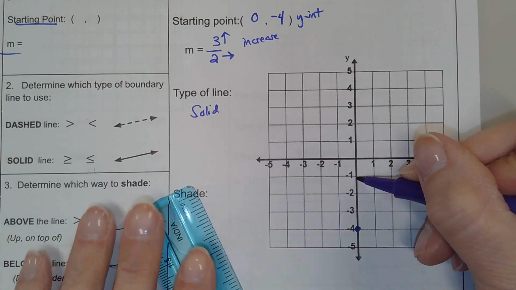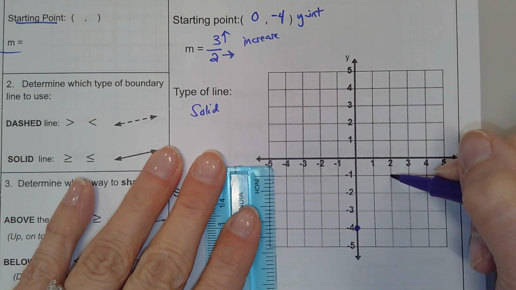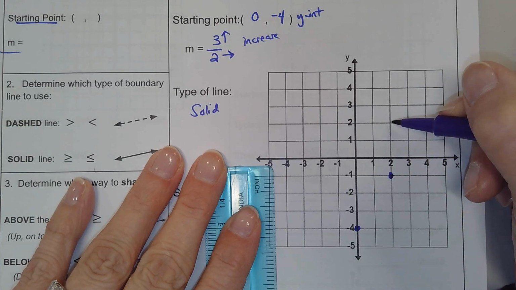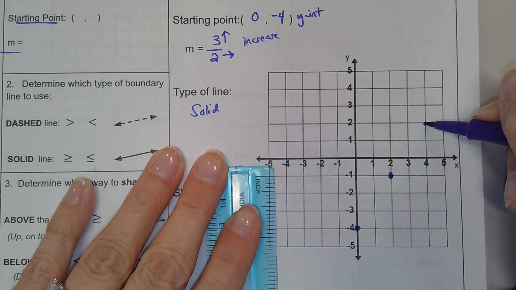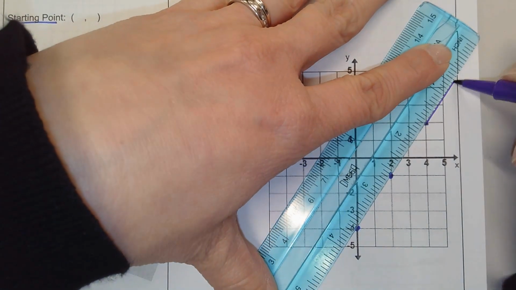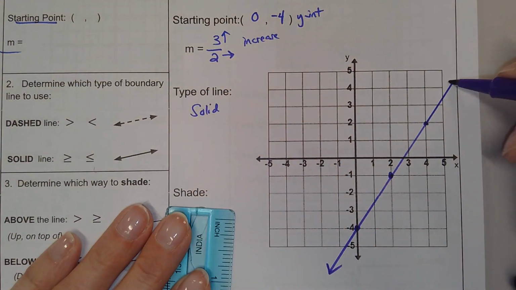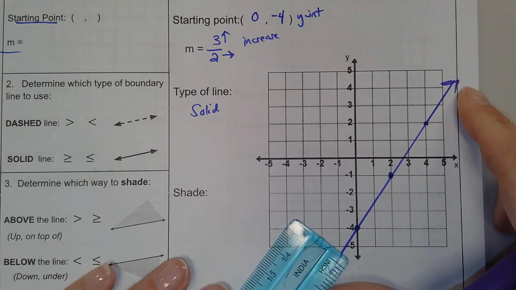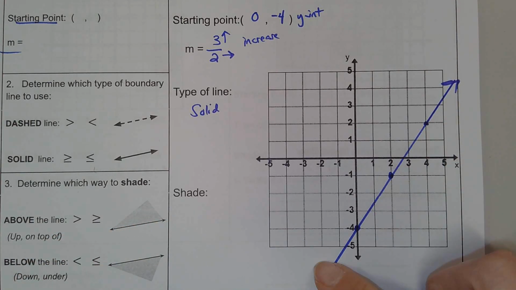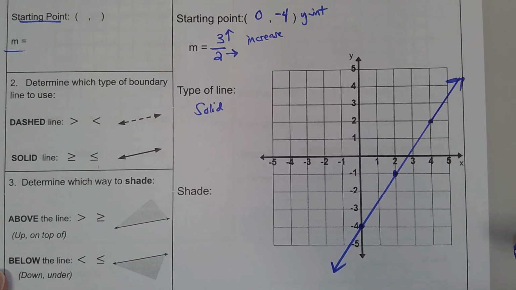1, 2, 3 over 2. 1, 2, 3 over 2. This is going to be a solid line. Long line with arrows. Negatives are okay for math problems.